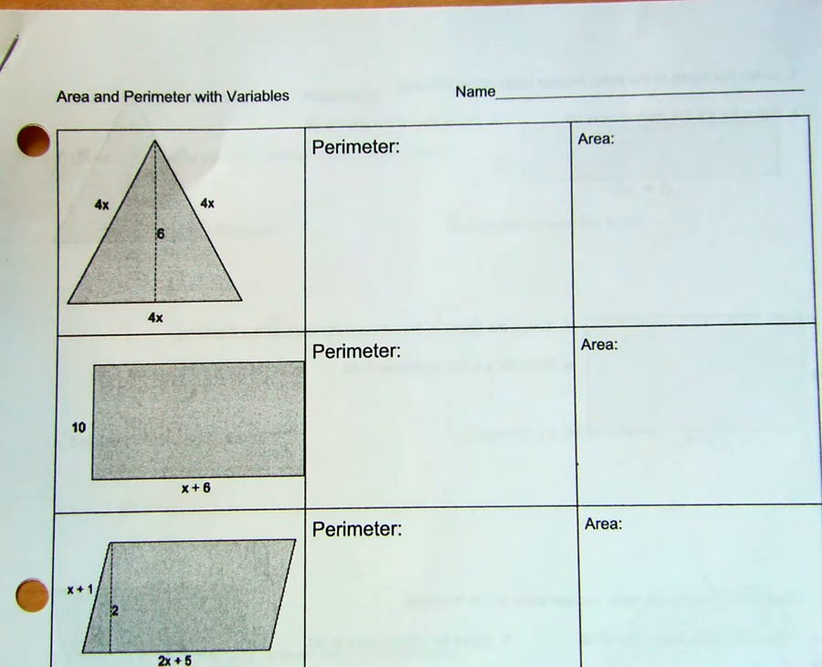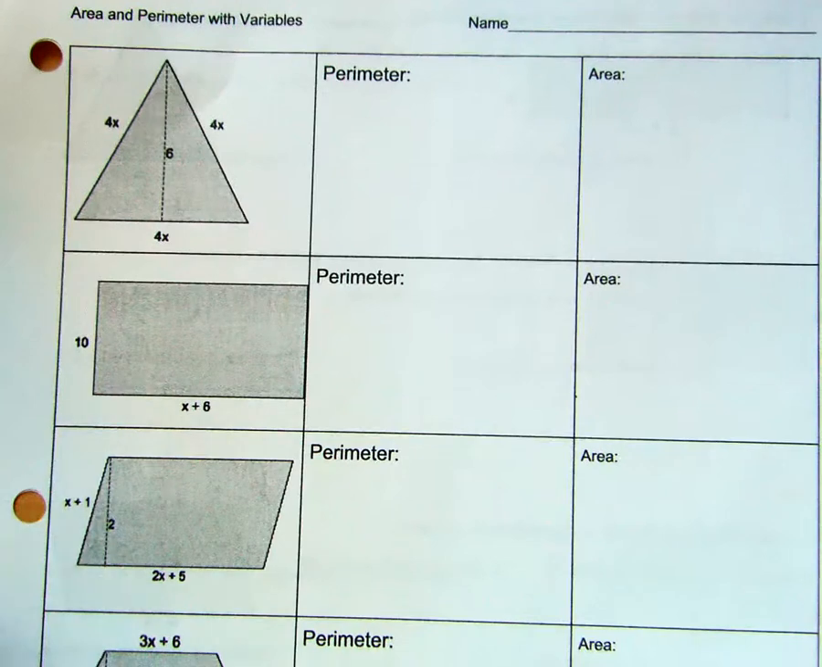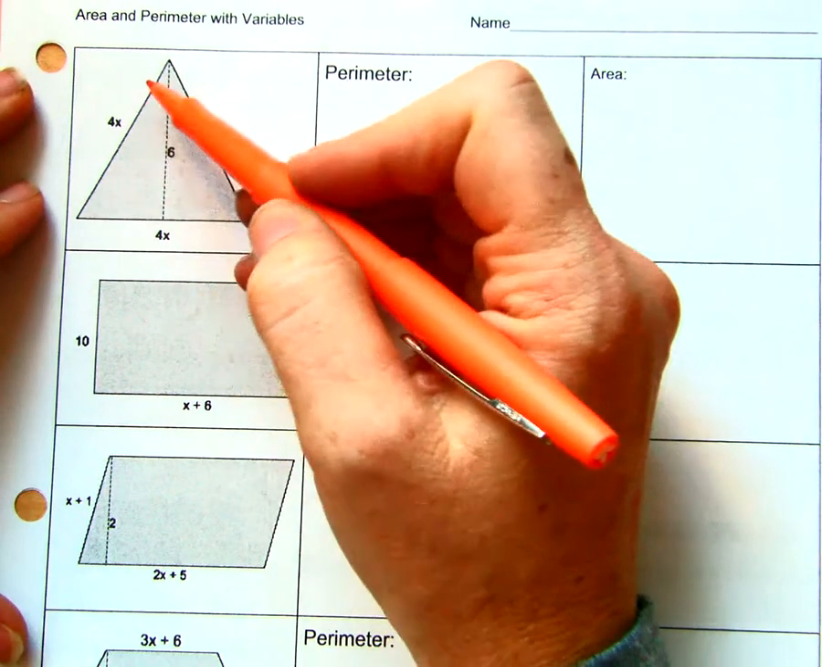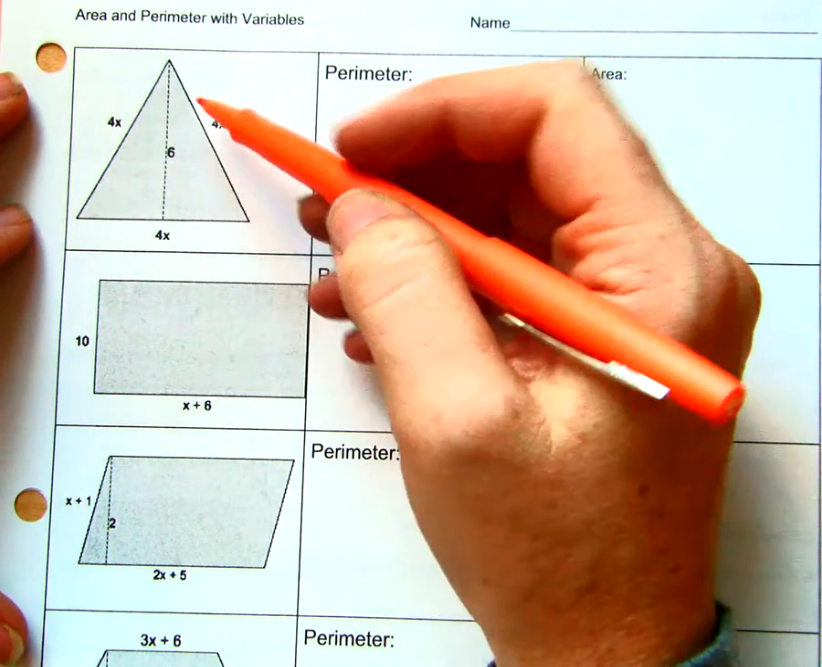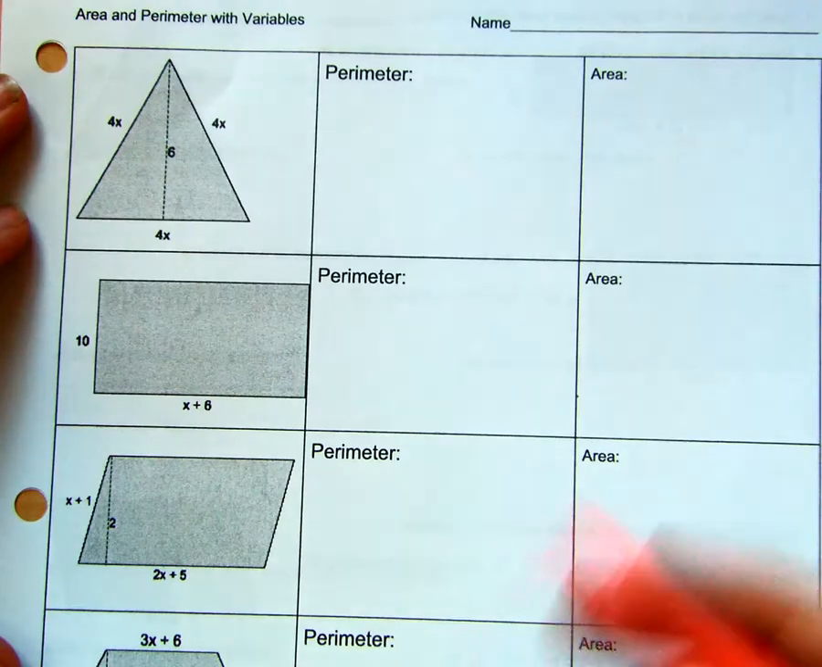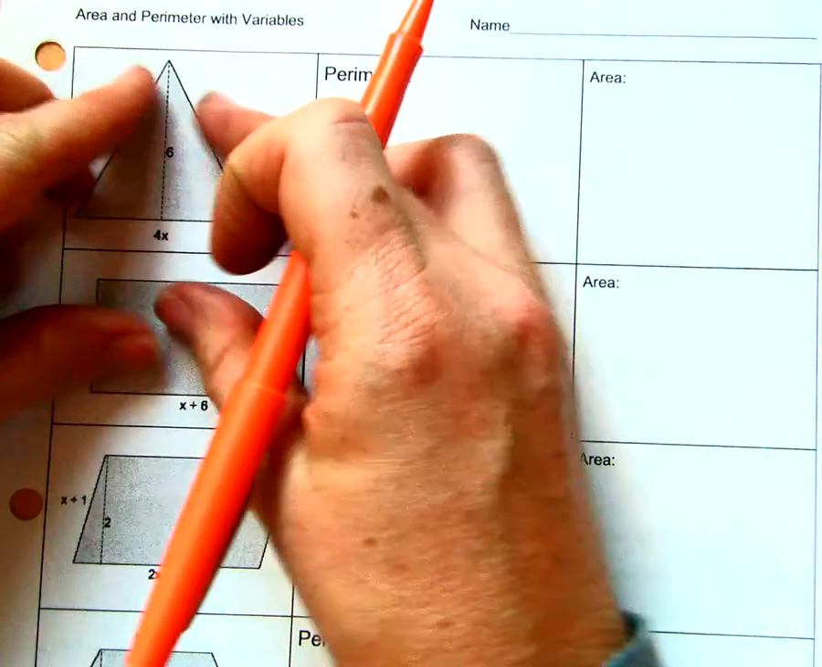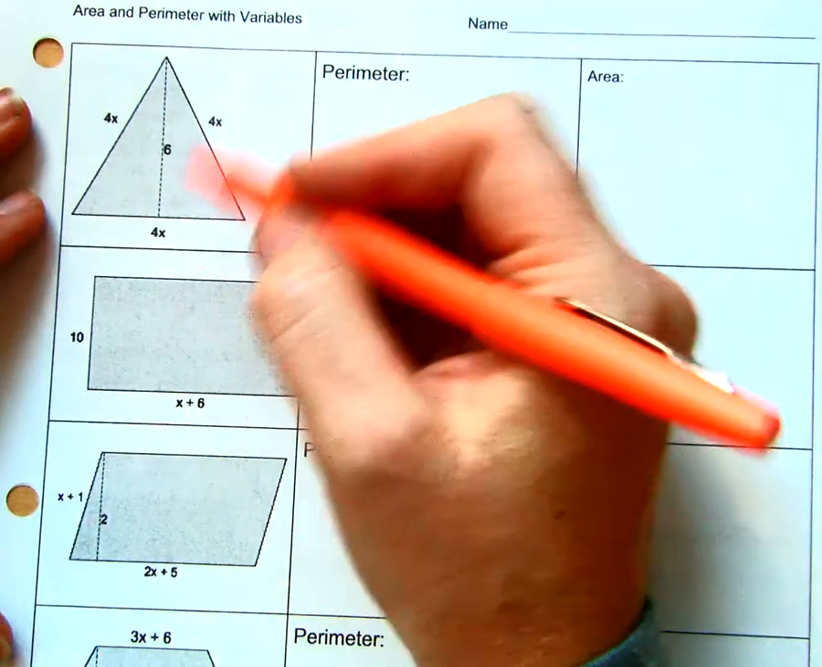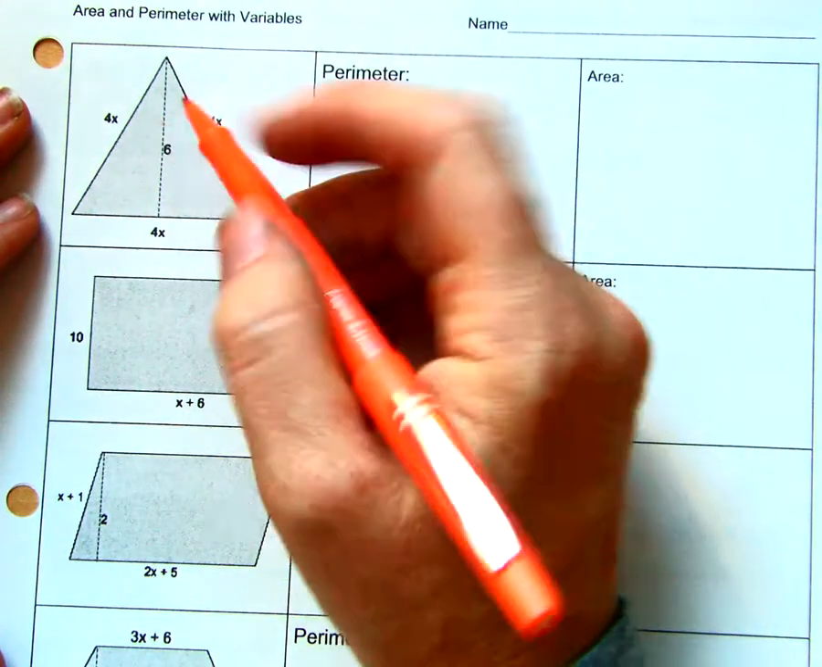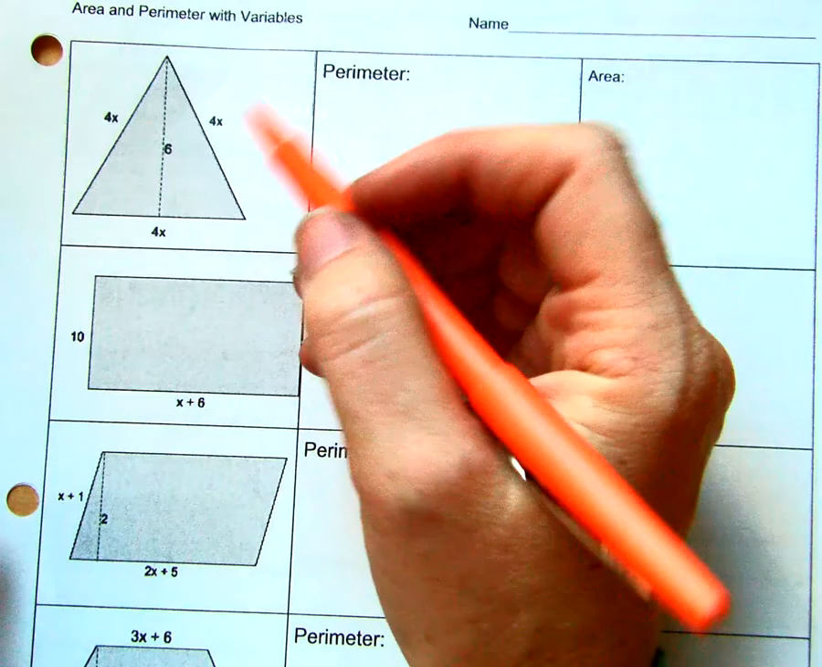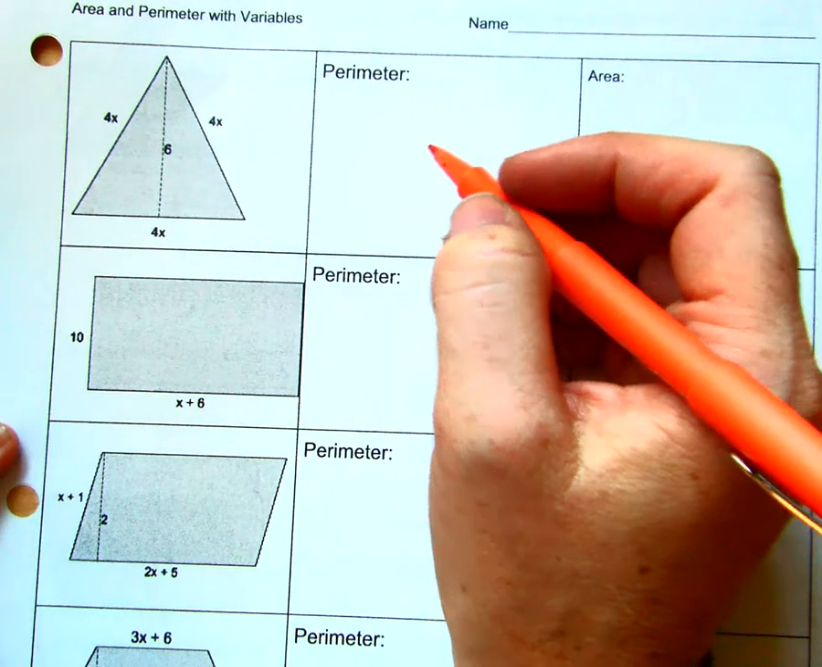Okay, we're going to be looking at this handout, which is the area and perimeter with variables, meaning that the side lengths of each of these figures are going to have a variable in some way, meaning that they could get bigger or smaller depending on what x is, right? So if x were 1, each of these side lengths would be 4, but if x were 2, each of these side lengths would be 8, okay?